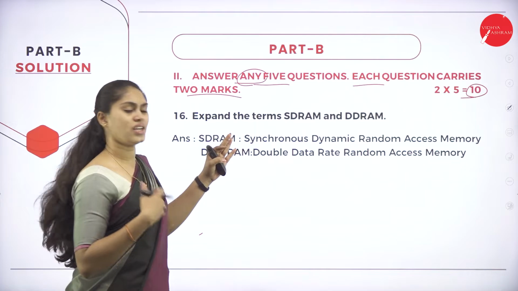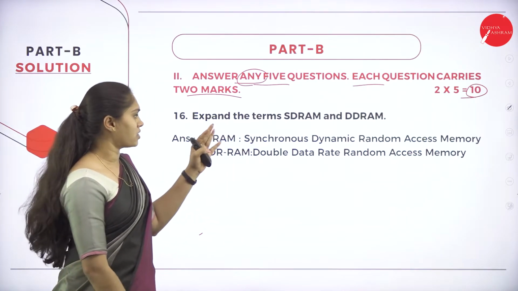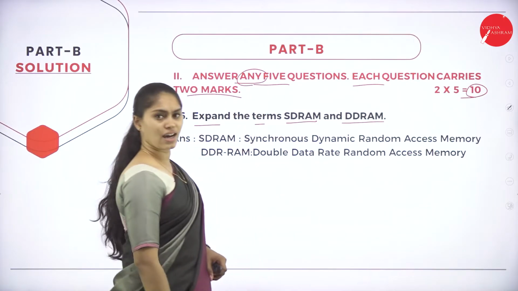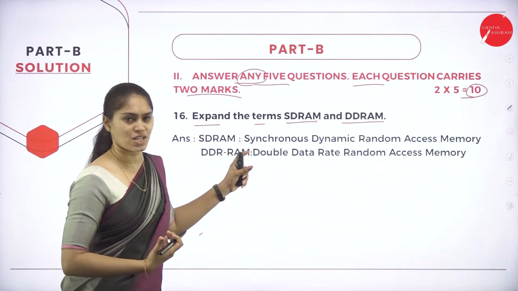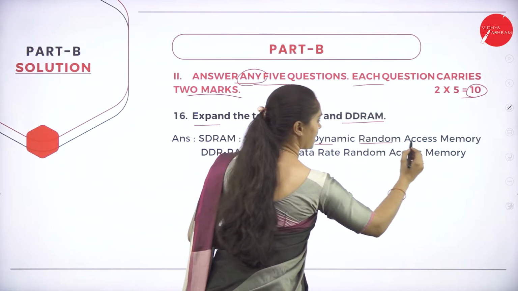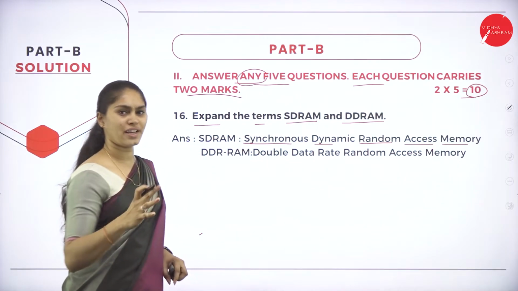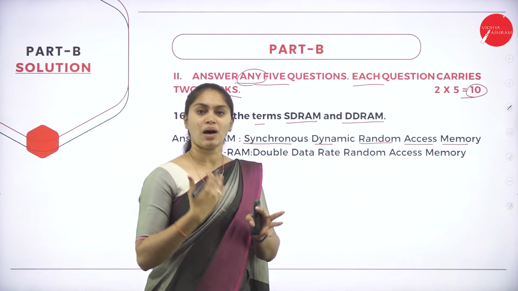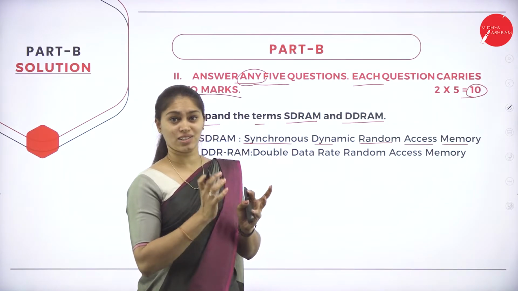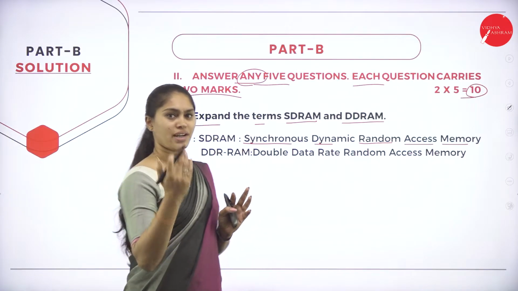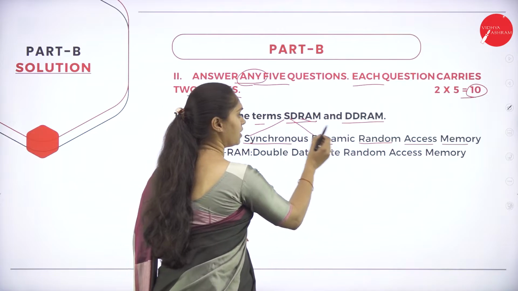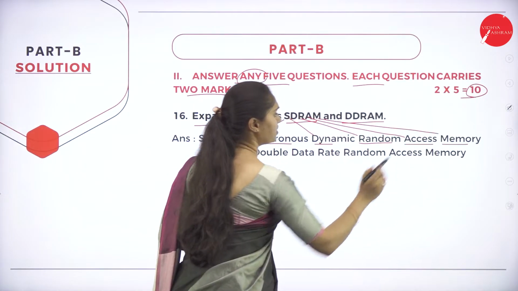In this first question, you are going to get it from chapter 1. So what is the question? Expand the terms SDRAM and DDR-RAM. What does SD stand for here? Synchronous, dynamic, and RAM, random access memory. So dear students, when you are answering for the abbreviations or an expansion, don't forget to write the first character of a word in capital case.